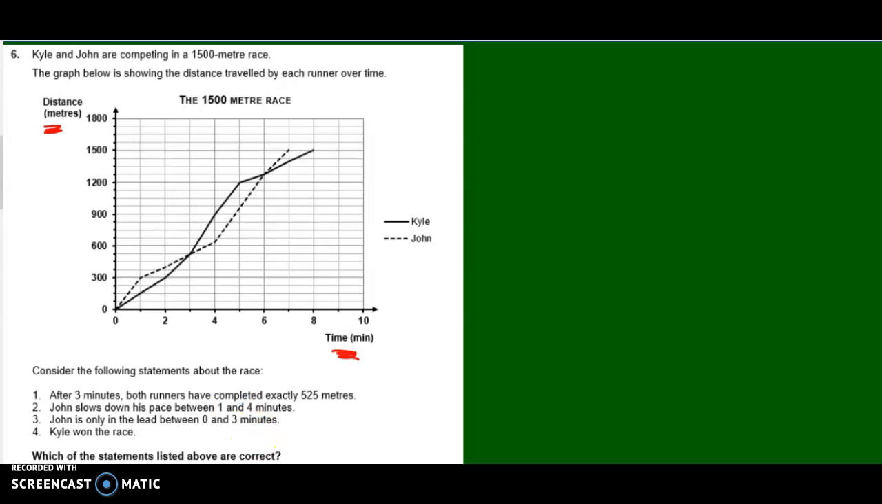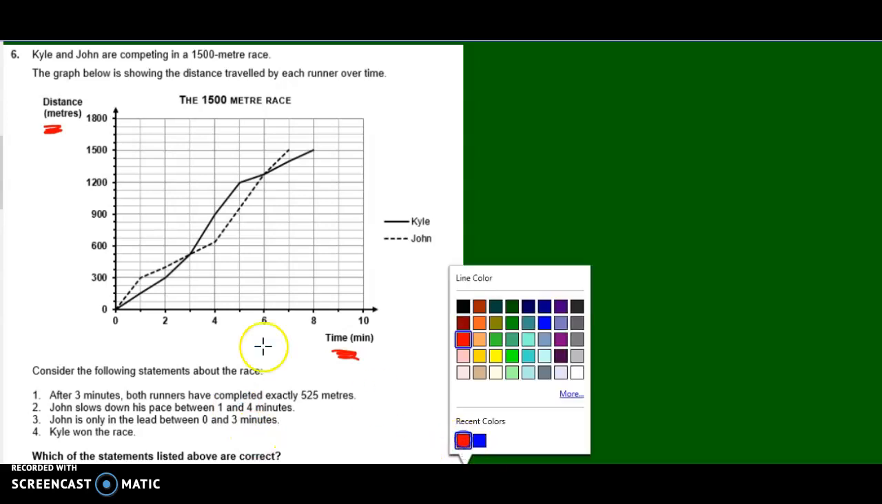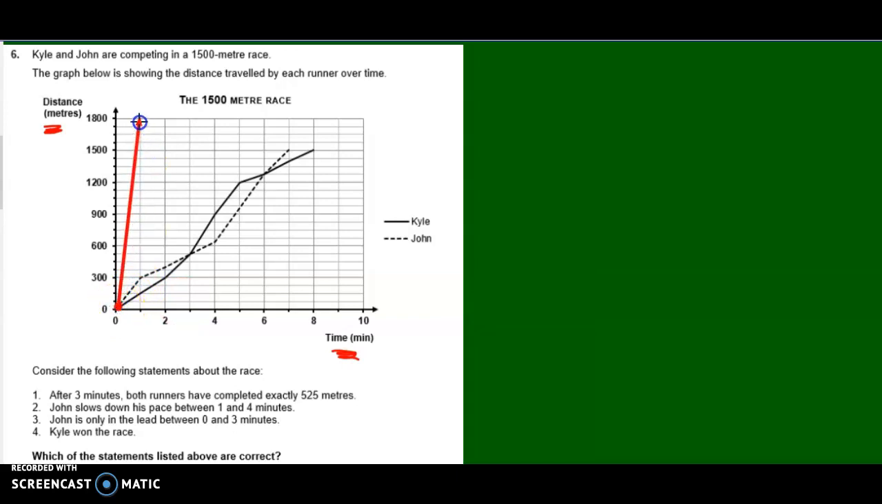Just think of it this way. Let's say I have a line that's very steep. That means in 1 minute I traveled 1800 meters. Whereas if the line weren't as steep, that means in 10 minutes I only traveled 300 meters. It's not very steep, which means I traveled more slowly. So steeper means faster. Okay, let's get rid of this.